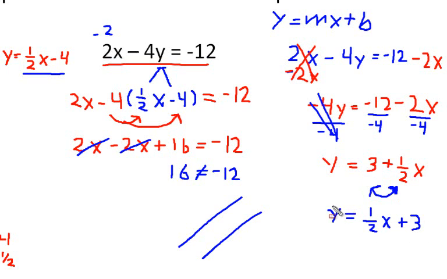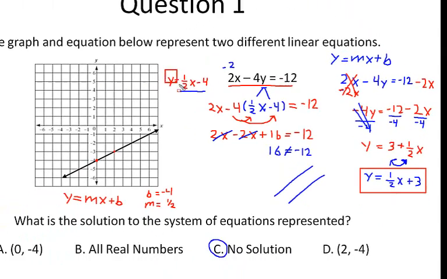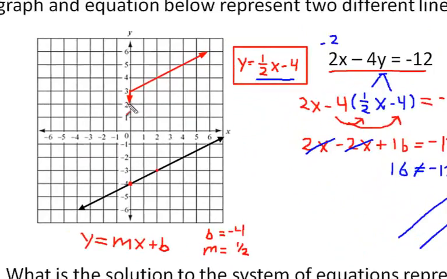Okay, so looking at these two equations now, they do have the same slope, so I did confirm that they are parallel. And if I go ahead and graph this in red, I have a y-intercept of 3 and a slope of up 1 over 2, up 1 over 2. Okay, going the other way, I would go down 1, back 2.